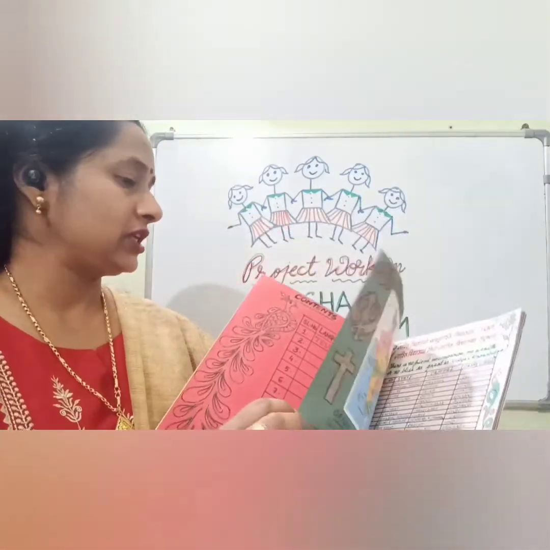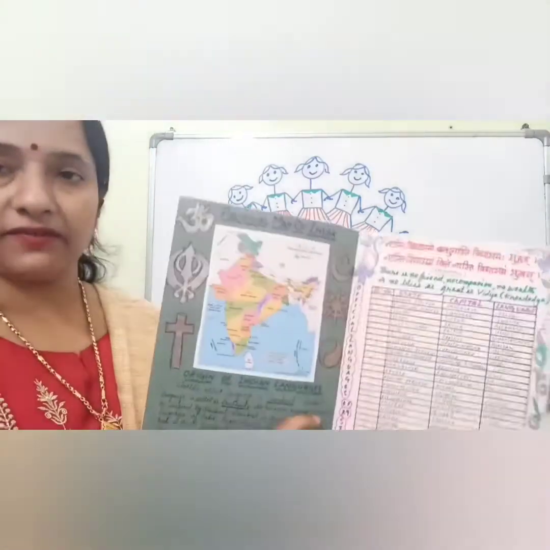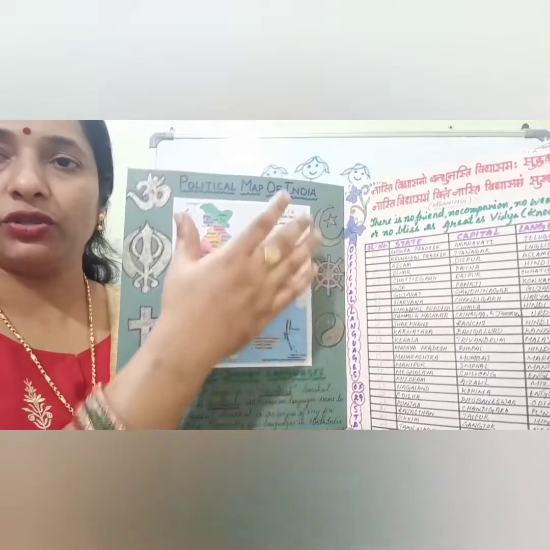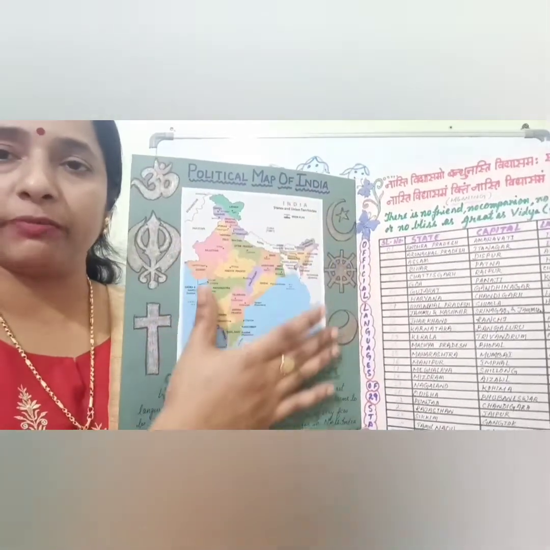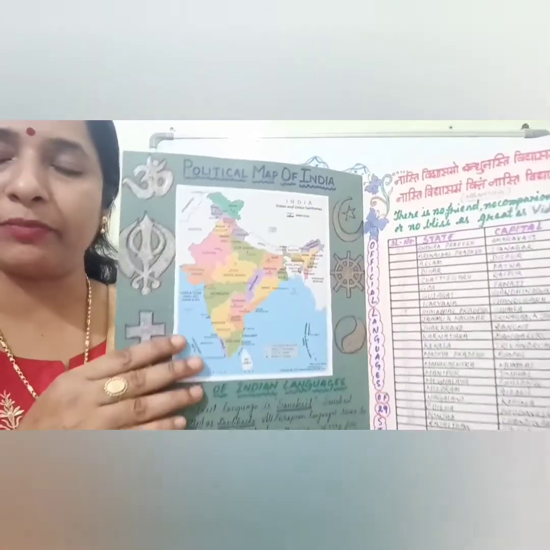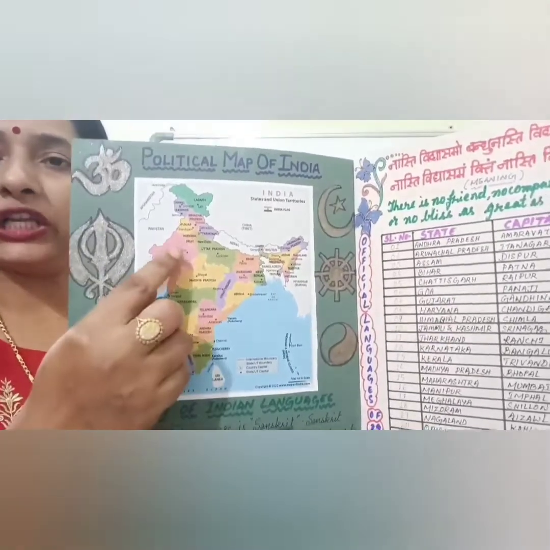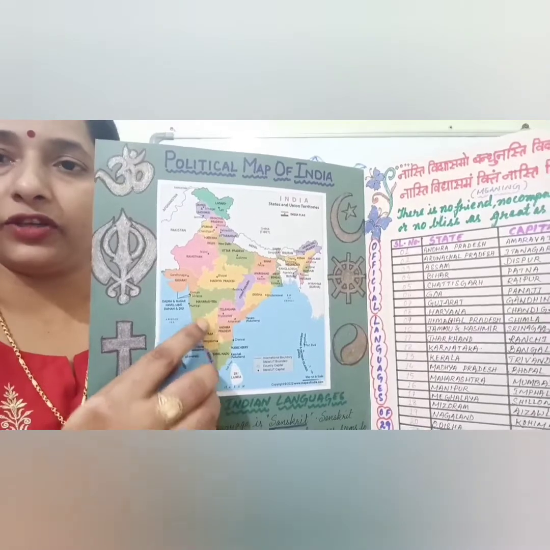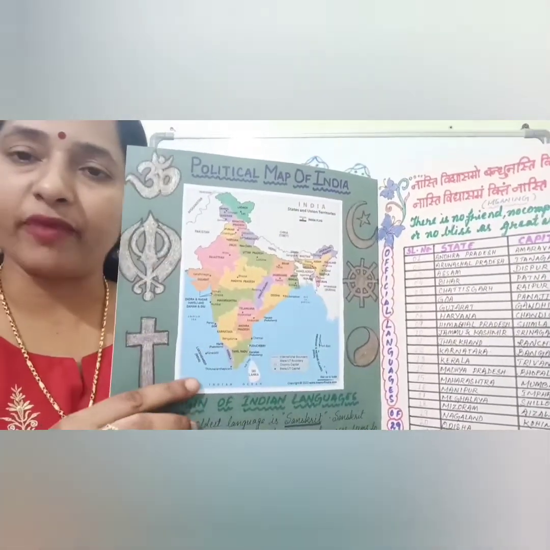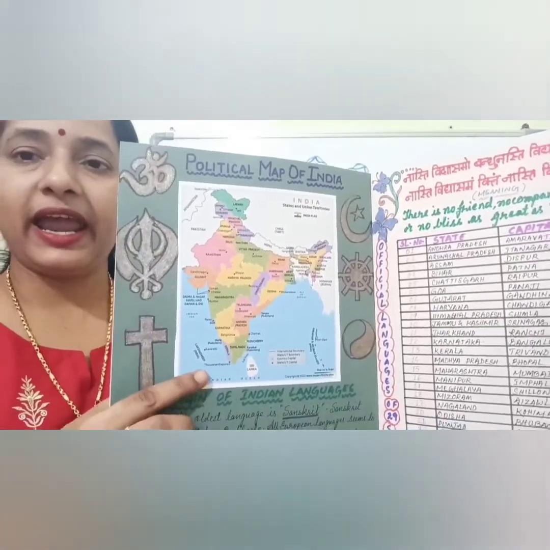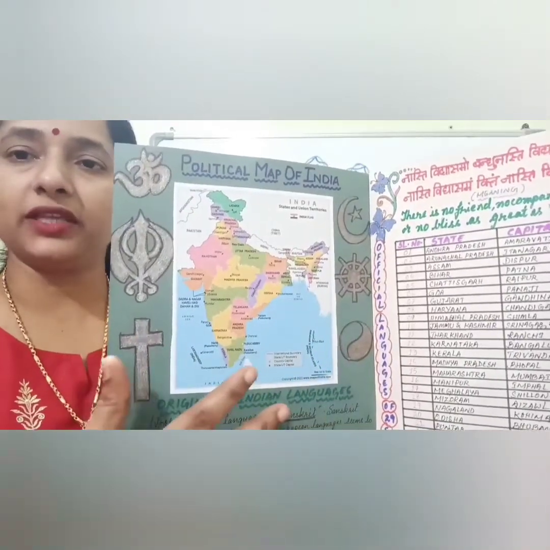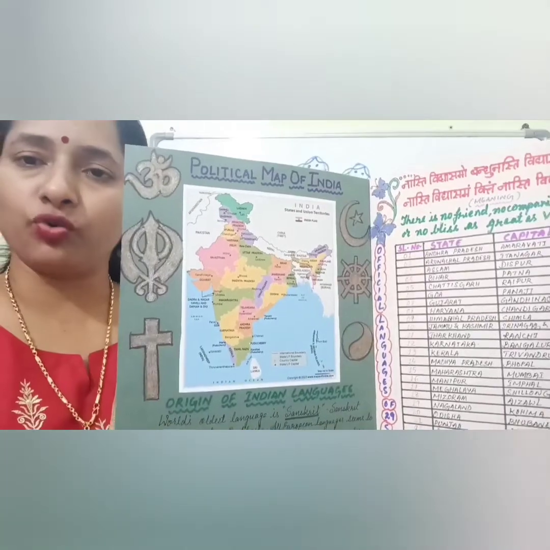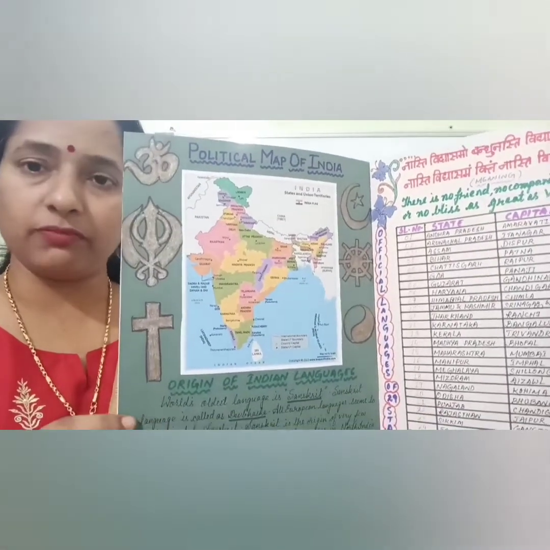The next page after self introduction should be the political map of India. This is the political map of India. You can see all the states are clearly visible here and they are colorful. So you try to collect this type of map for pasting here, and I have decorated this page with different symbols of religion of our country, and you can use your own ways, own ideas to decorate the page.